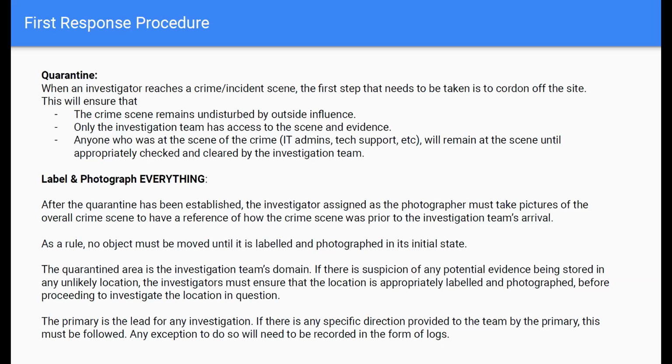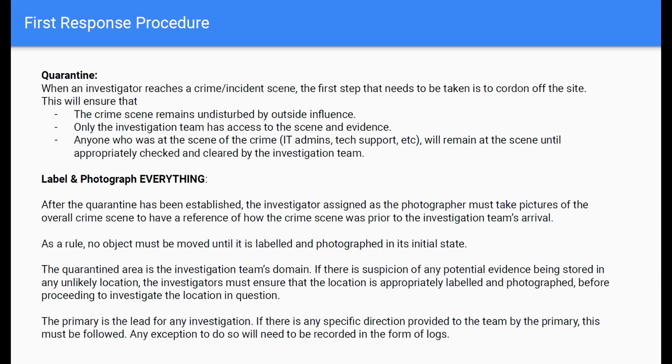The quarantine area is the investigation team's domain. If there's a suspicion of any potential evidence being stored in any unlikely location, the investigators must ensure that the location is appropriately labeled and photographed before proceeding to investigate the location in question. It's what I mentioned before. If you think there's something in a specific location, just take a photograph, take a look at the location. If there's nothing there, that's fine. You've done your due diligence. If there is something there, at least you know. At least you've taken a photograph of the before status, before you started rummaging through certain things.